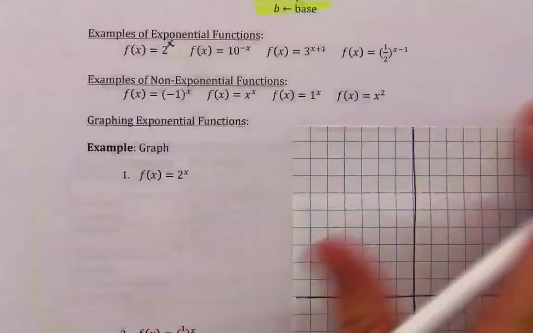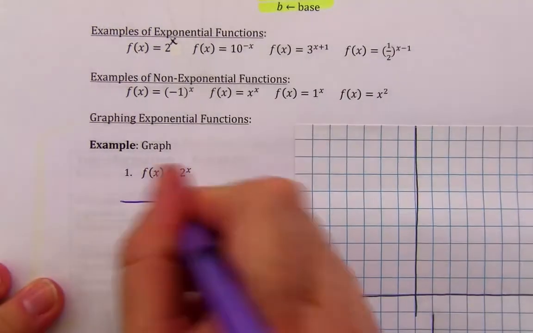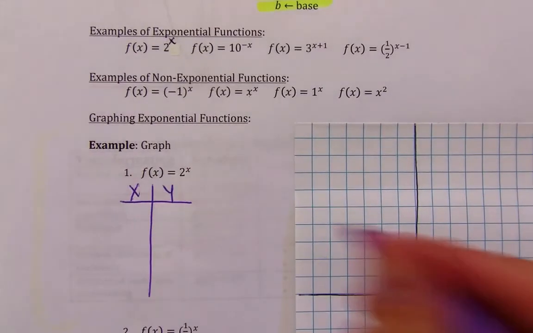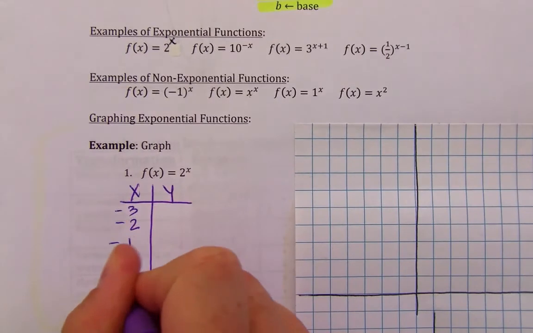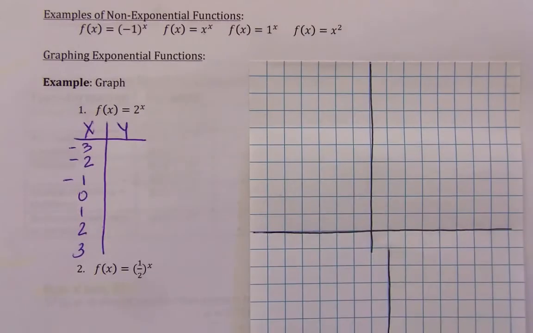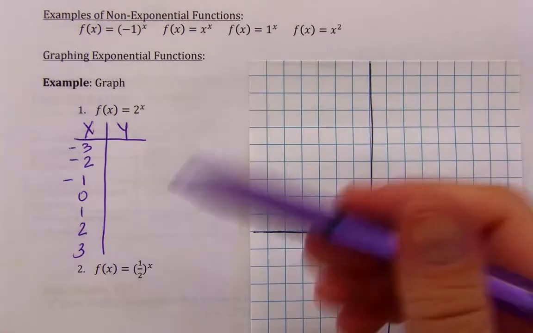So let's go ahead and explore what these graphs look like. When we first learn a new graph, generally what we do is make a table of points, and that's what we're going to do here. I'm going to start from -3, -2, -1, 0, 1, 2, and 3. We'll plug in those values. I'm going to start with the positive values just because they're a little bit easier.